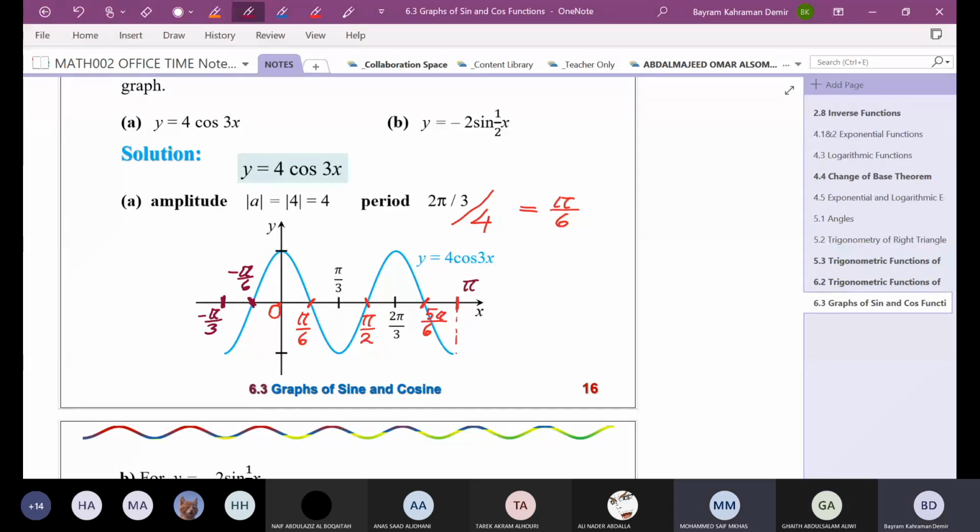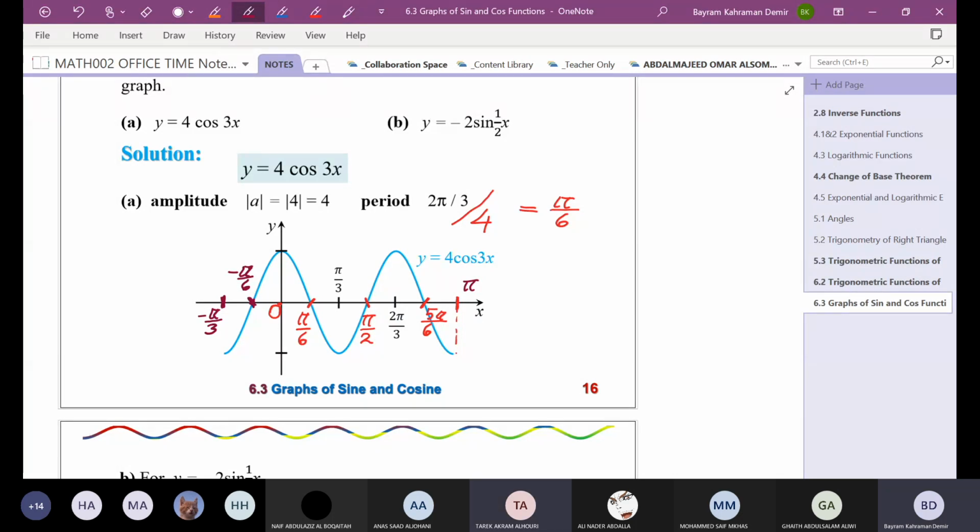Minus pi over 6 to 0. Increasing from minus pi over 3 to 0, and from pi over 3 to 2 pi over 3. Exactly. Increasing, right, Shabab? Yes. All right. Now I guess you realized how important these points are, huh, Shabab?